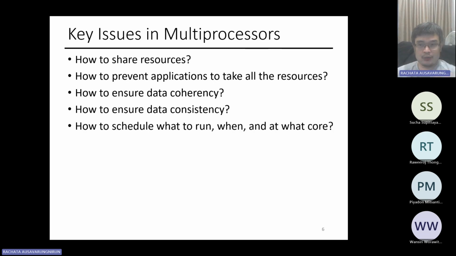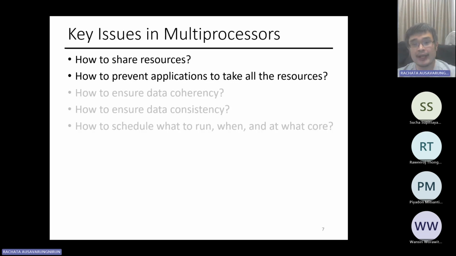Then how to schedule what to run when and at what core. The last bullet point here has been an active research problem for 20, 30 years, since we started to have multiprocessors, and we're still looking at it right now. It's more on the OS side of things, but we might discuss some of this issue as well. Today, the first thing I will talk about is how do we share the resources? Then we continue on with data coherency. And if we have time, we then talk about data consistency. I think ideally we should have time.